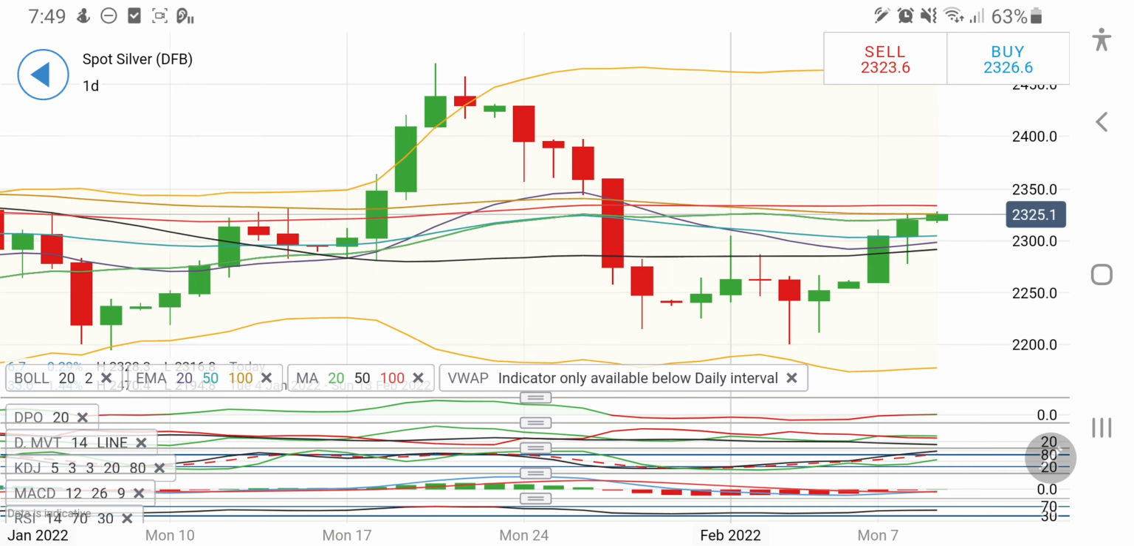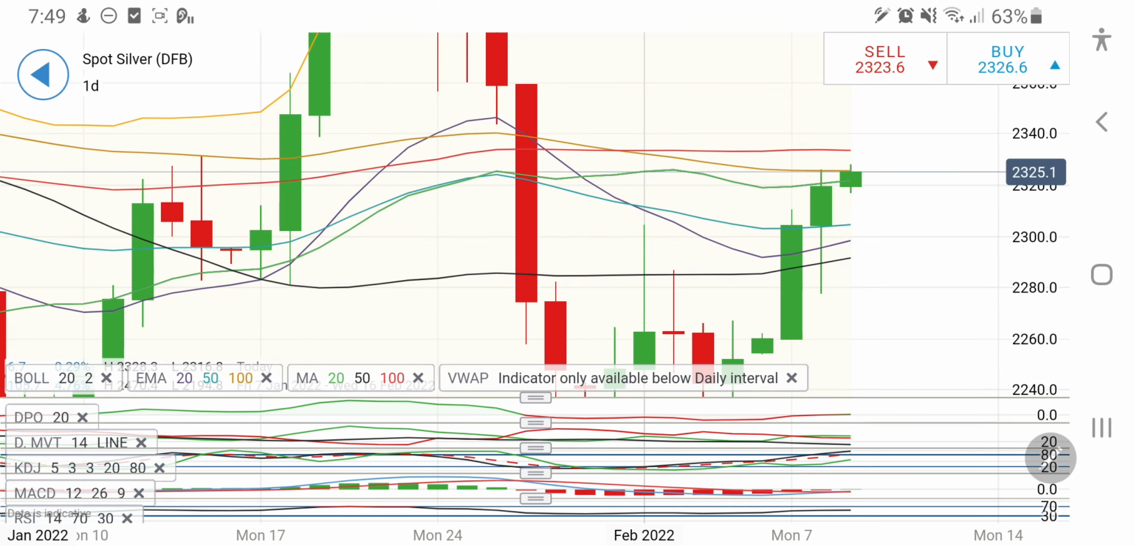Now let's have a look at silver. Now silver on the daily charts, you can see here what it is trying to hit is, it may try to hit 2340, which is very strong resistance for silver. Also, this is the 100 period moving average coming into picture at 2335. So a possible target for silver at around 2335 and 2340 can be expected.